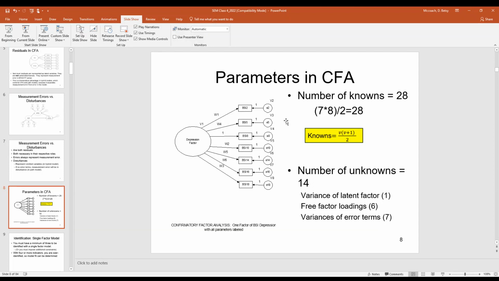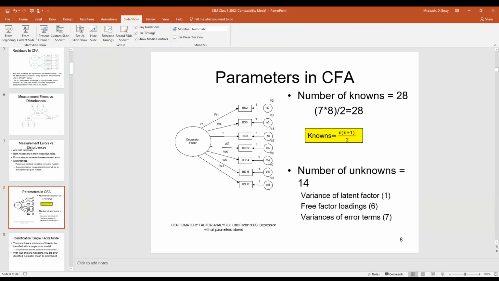Okay, so obviously here we have plenty of degrees of freedom, right? We've got 28 knowns and 14 unknowns, so we have 14 degrees of freedom here. So this model is over-identified. Theoretically, I could have correlated errors here, right? And each correlated error that I put in would decrease the degrees of freedom by 1. I wouldn't necessarily want to put in 14 correlated errors, though. That would be a bad idea, right?